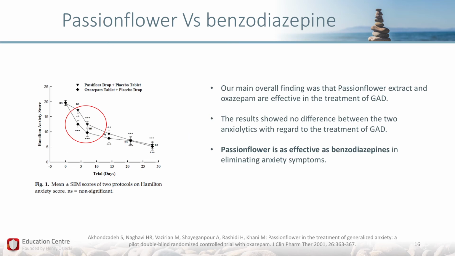What they found in the conclusion, after trialing it for 30 days, they said, look, our main overall finding was that passion flower extract and the oxazepam are equally effective in the treatment of GAD, in this particular trial design. The results show that no difference between the two anxiolytics was shown. They basically said passion flower is as effective as benzodiazepines in eliminating anxiety symptoms. So that's a wonderful thing to see a herb going head-to-head with a drug like this.